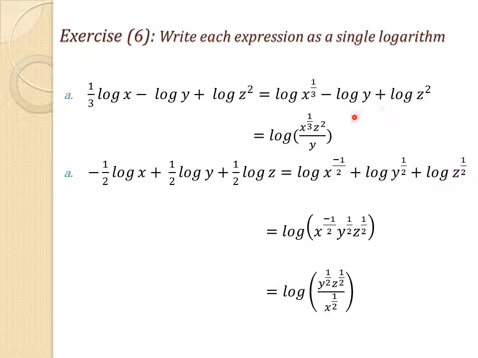So I can use the property of adding and subtracting logarithms. So then the values inside will be multiplied or divided. Means that x power 1/3 will be divided by y and multiplied by z squared. Those 3 values are for just one logarithm, single logarithm.